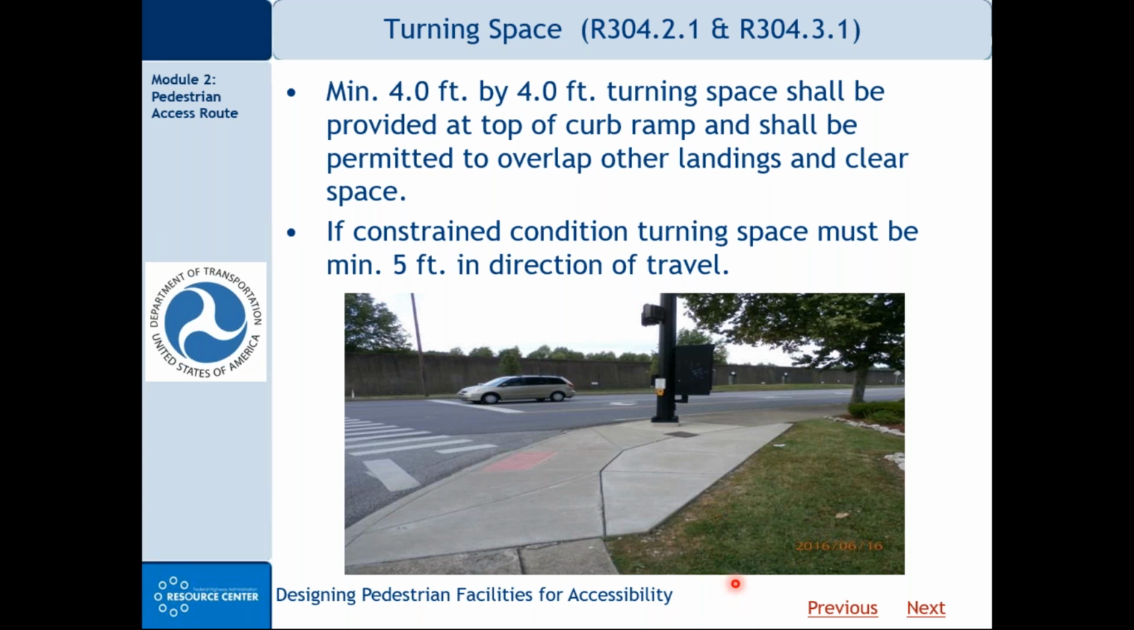But notice if there's a constrained condition, for example, let's say there's a curb here, and behind the curb is a bed of flowers or some landscaping, or maybe there's a storefront there, the wall of a building. In that case, the turning space must be a minimum of 5 feet in the direction of travel. So those are essentially the two conditions. For unconstrained, they can be 4 feet in the direction of travel. In a constrained condition, the minimum is 5 feet in the direction of travel.